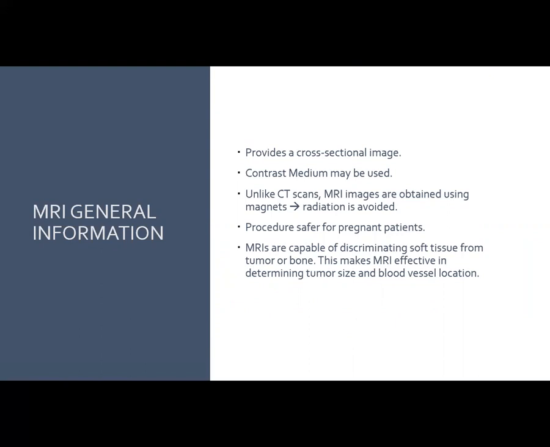Unlike CT scans, though, the MRI images are obtained using magnets, so radiation is avoided with your MRI. It's much safer for pregnant patients, and MRIs are capable of discriminating soft tissue from tumor or bone. So this makes it more effective in determining tumor size and blood vessel locations. So what might happen is a patient might get a CT scan followed by an MRI, because that MRI can give them a clearer indication of what's going on.